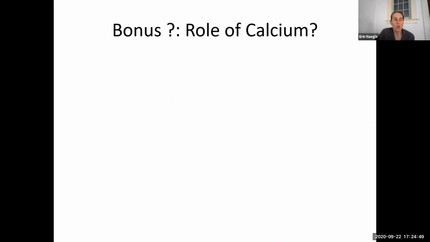Okay. There is on your study guide a bonus question about the role of calcium in muscle contraction. So if you're on the bonus question train, stick with me. If you're not, fast forward the next 5 minutes.